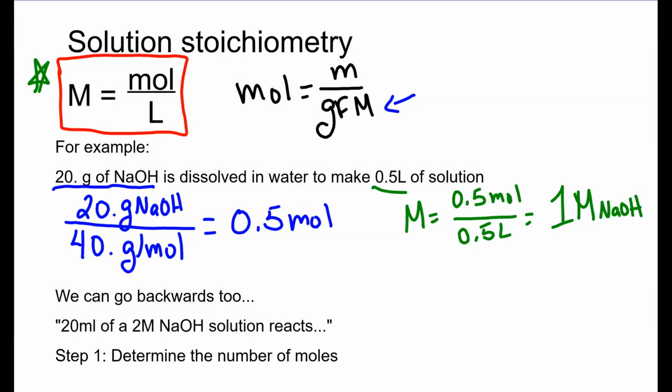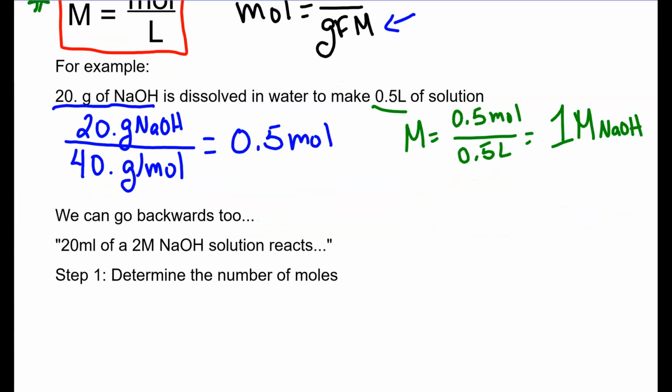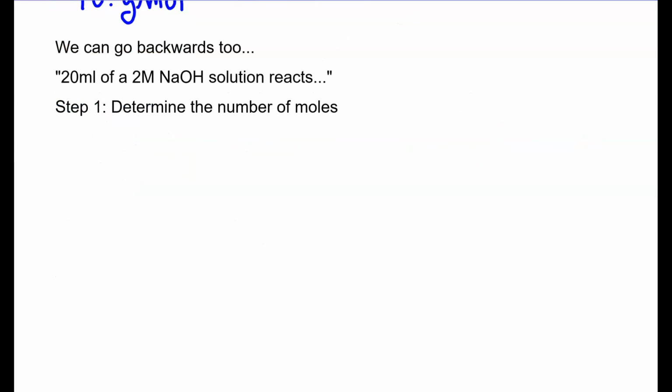All right, so we did this already, but we can also go backwards. What I mean by that is that we can do those steps in reverse to determine the mass or the number of moles. So we can do either one step or both steps in order to determine the number of moles. So go ahead and write down this problem: 20 milliliters of a 2 molar NaOH solution reacts, and so on. This would be the beginning of a solution stoichiometry problem.